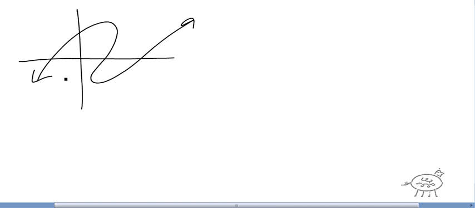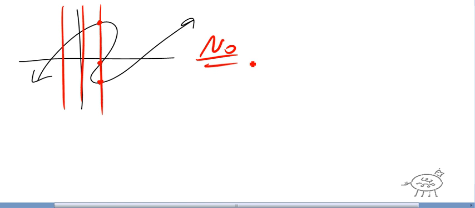Here's a graph. Okay, and if we draw, that one's good, that's okay. Oh! Actually, this one hits it in 1, 2, 3 places. Okay, as soon as it hits in more than one place, I don't even need to keep drawing vertical lines. I know this answer is no, it's not a function.